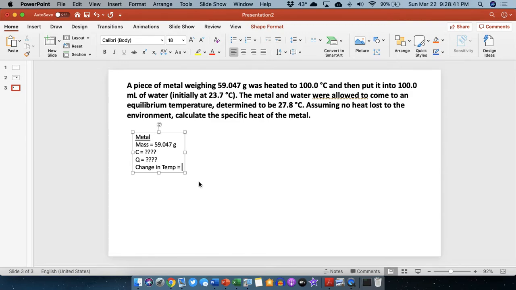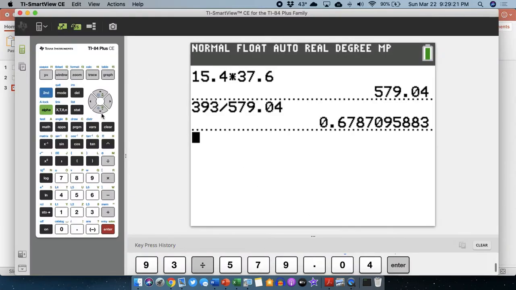So I've got, let's see here, was heated to 100 degrees Celsius and then put into the water, and they were allowed to come to equilibrium at this temperature. So the 100 degrees Celsius is going to be my initial temperature of the metal. All right, we boiled it and then we put it in the cool water and let it cool off. What temperature was it when it cooled off? 27.8. So my change in temperature is going to be my final temperature, which is 27.8, minus my initial temperature of 100. All right. Remember I said a little while ago, it's okay if you're going to get a negative number here. And indeed, that's exactly what's going to happen. 27.8 minus 100.